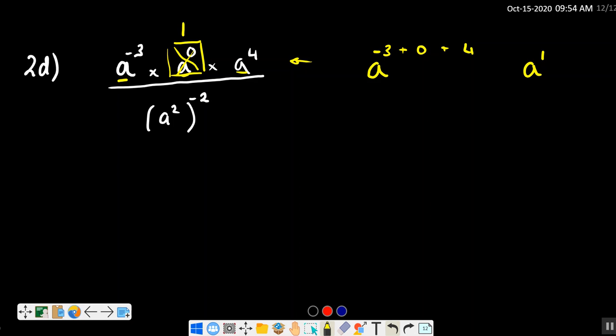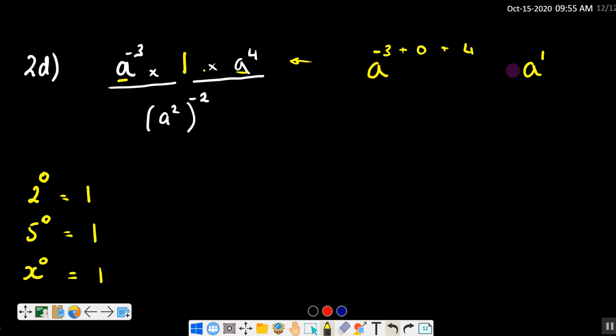A 0 doesn't become a 1, and something to the power of 0 becomes a 1. No, I didn't change the power 0 to 1. I changed the whole thing to 1. Well, this is one of the first things we learned. Remember? 2 to the power of 0 is 1. 5 to the power of 0 is 1. x to the power of 0 is 1. Anything to the power of 0 is 1. So I could get rid of it. It doesn't affect it. I can still add the 0. It doesn't add on, does it?